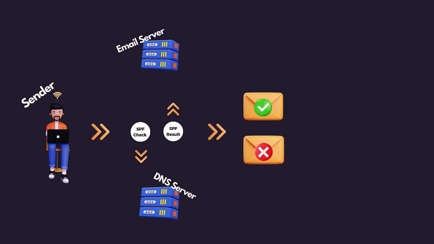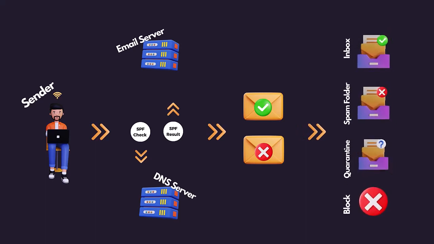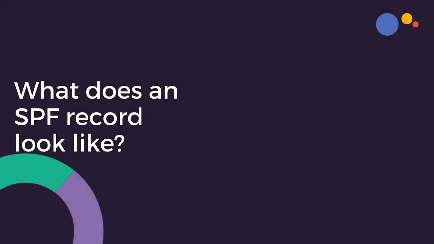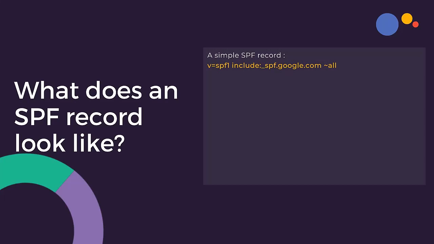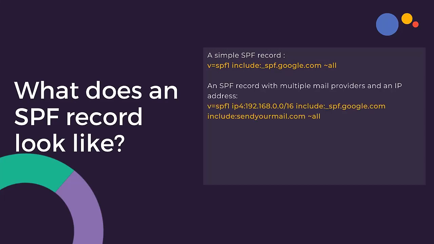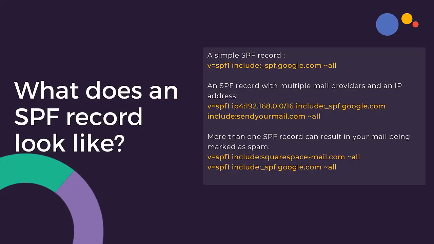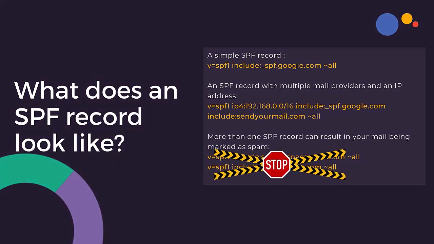Domains can have one SPF record. However, the SPF record for a domain can specify multiple servers and third parties that are allowed to send mail for the domain. You can see here the Google SPF record. And now you can see an SPF record with multiple mail providers and an IP address. It's also important to note that if you have more than one SPF record, it can result in your mail being marked as spam or rejected. Records can be added to the DNS at your domain provider and can take up to 48 hours for SPF authentication to start working.